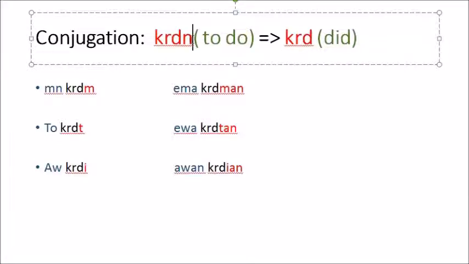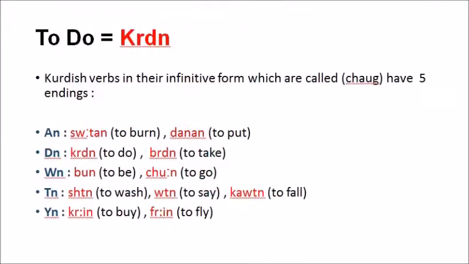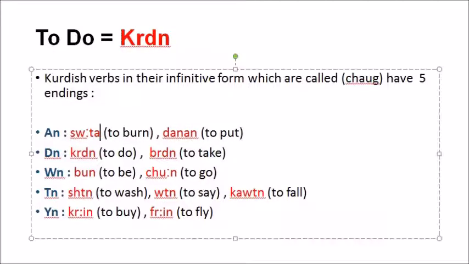Anyway, Krdn, if I erase this n, it will be kird, okay? It will be kird, and kird means did. So the verb to do is Krdn, and did is kird. So basically, if I want to make the past for sutan, which means to burn, I will say suta. I will erase the n. If I say danan, I would say dana. Okay, dana means put, but past. Okay, birt means took. So this is how you make the past in Kurdish verbs.